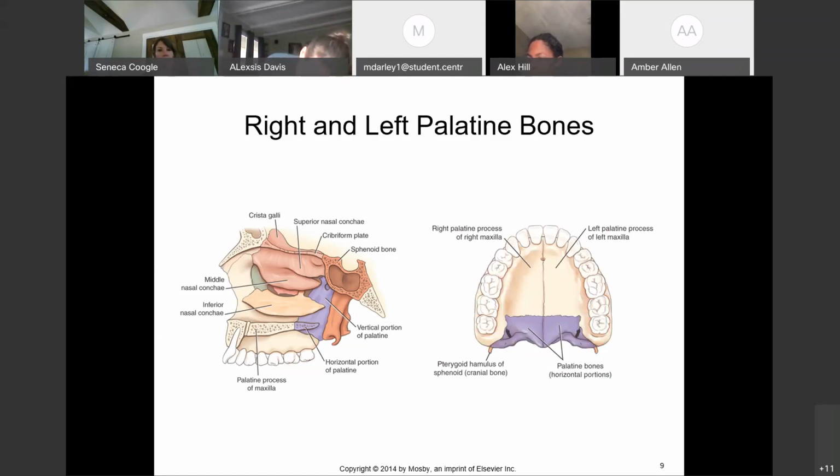All right, so you can see from the image the nasal conchae and the palatine bone. I don't know if you can see my cursor, but it's this L-shape right here for the palatine.